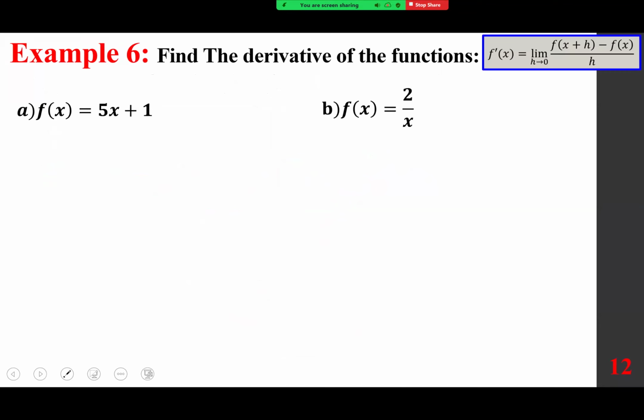We want to find the derivative of the functions. In the next section we do formulas, which is very easy, but for now we are going to go with the definition, as in the previous section as well as this section. So first you write the formula.